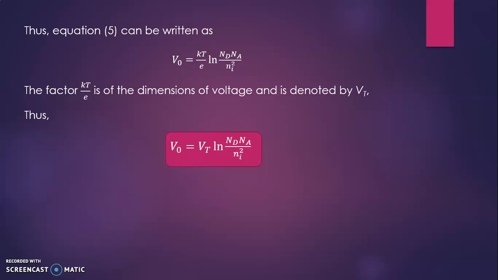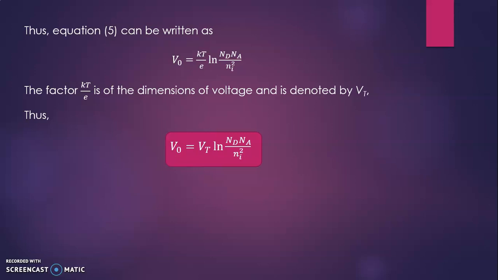Again see, V naught is equal to V suffix T ln of capital N suffix D into N suffix A upon Ni square, where V naught gives the value of the potential barrier, V suffix T is the factor having dimension of voltage, N suffix D is the concentration of donor atoms, N suffix A is the concentration of acceptor atoms, and Ni square is the product of electrons and holes.